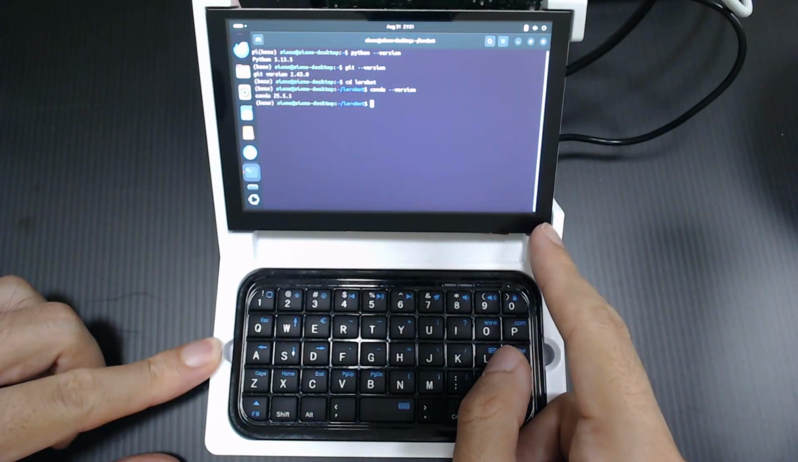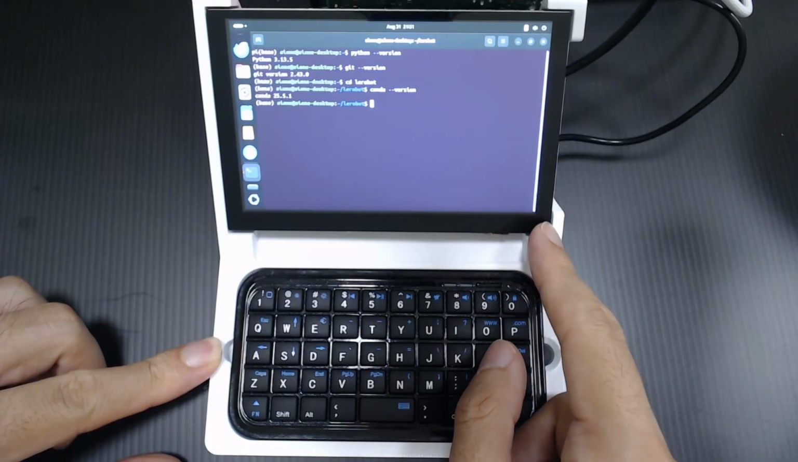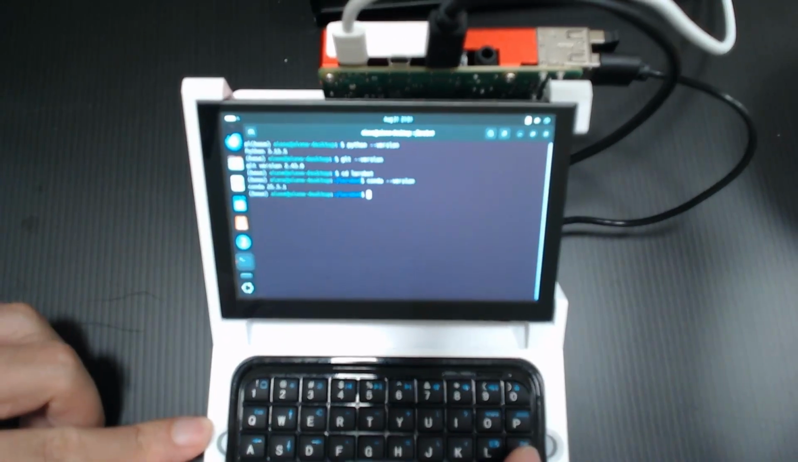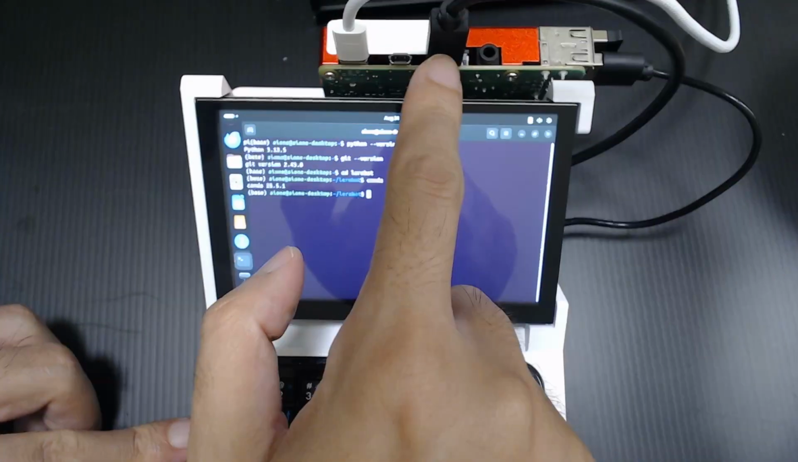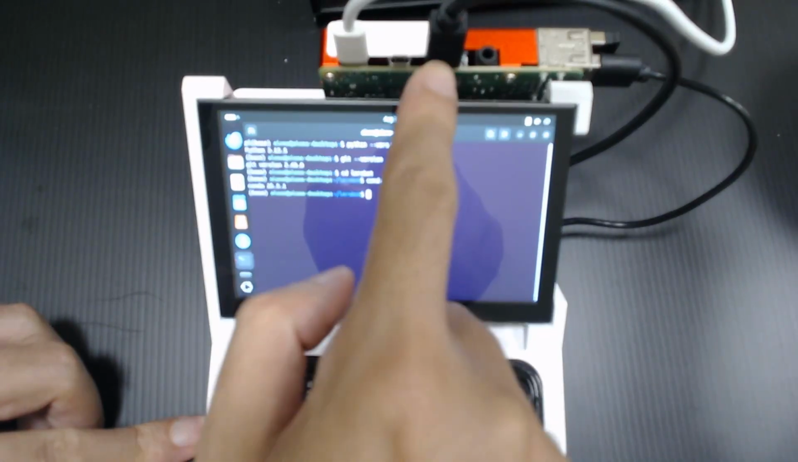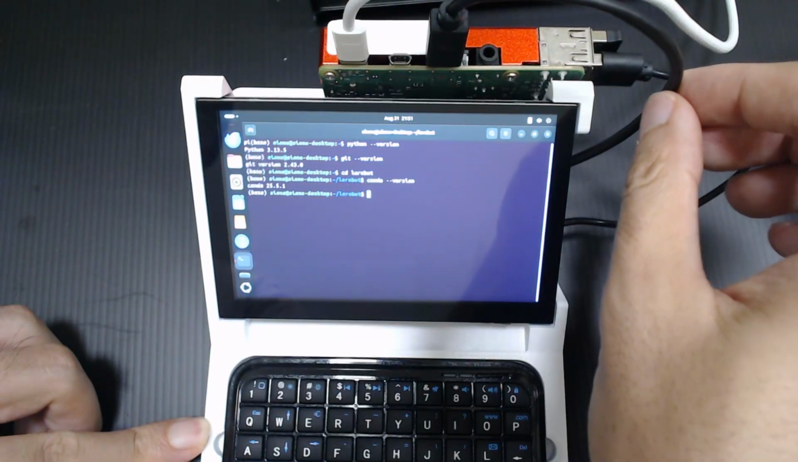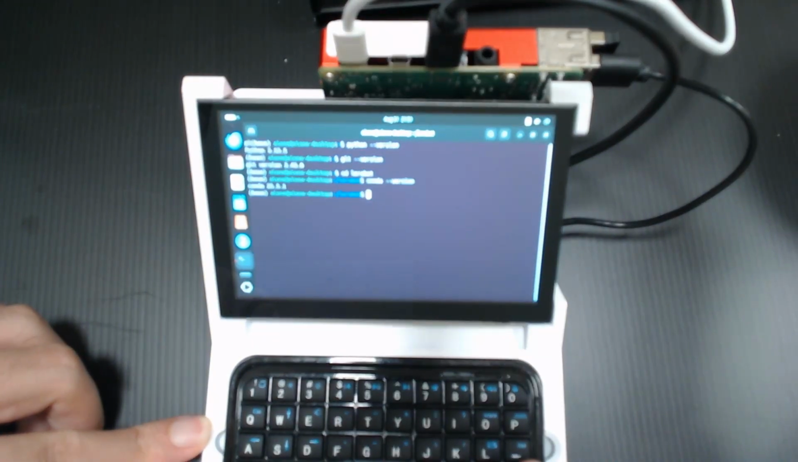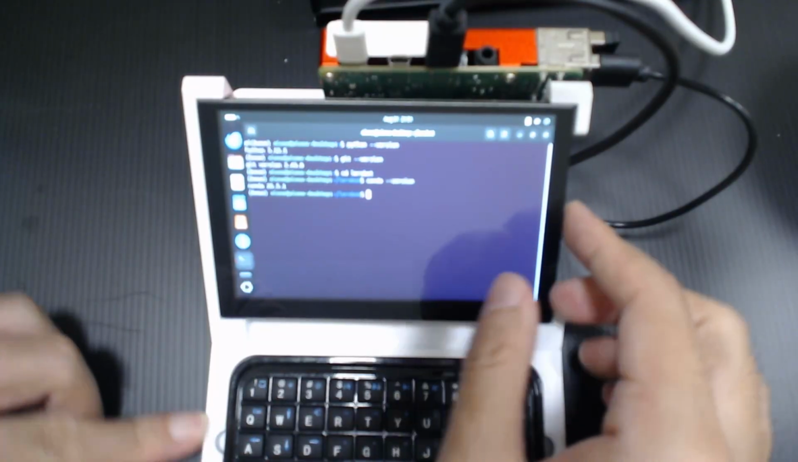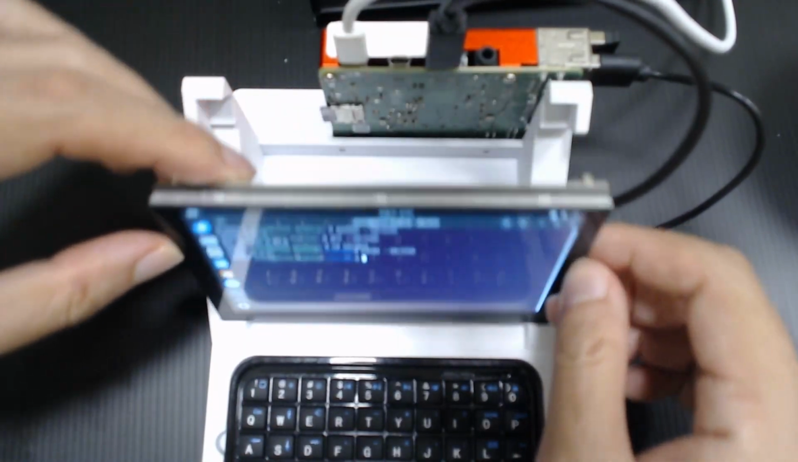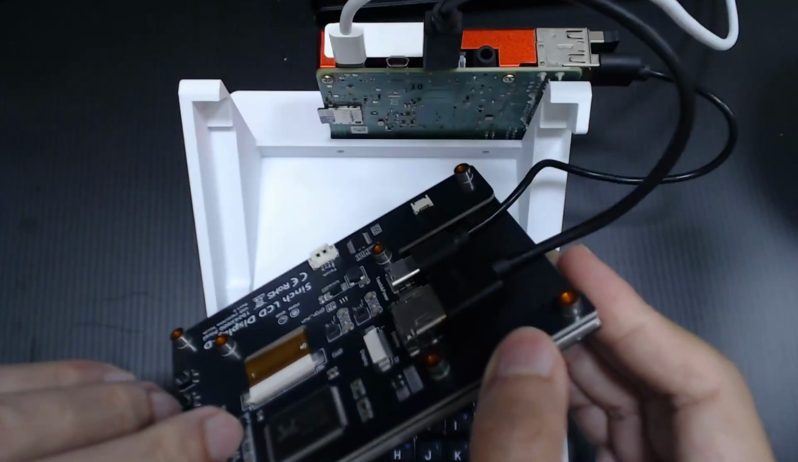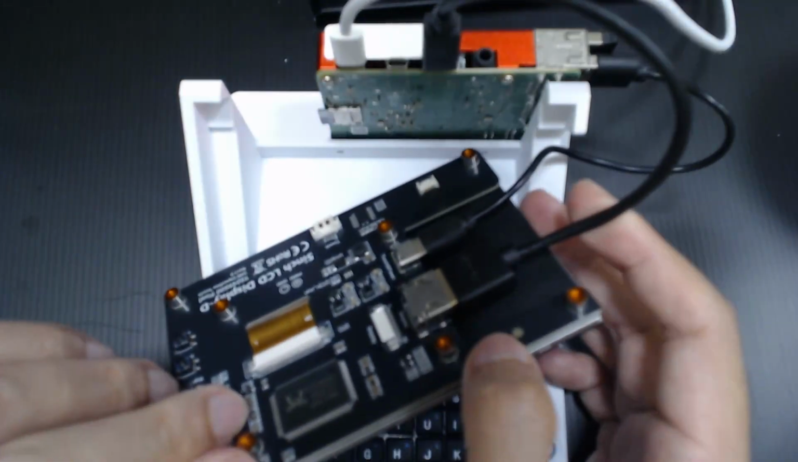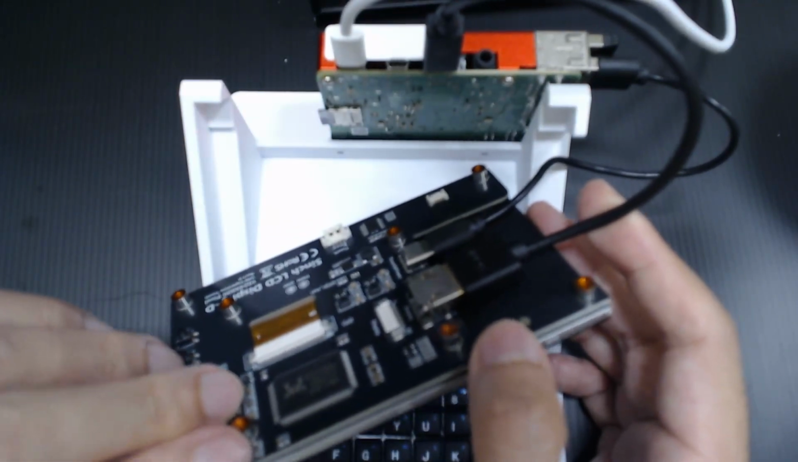And there is a 5-inch HDMI screen connected to the Raspberry Pi. HDMI mini or micro, so you have to buy this cable. One side is HDMI micro and the other side is a normal size HDMI. And then the power is supplied by the Raspberry Pi.